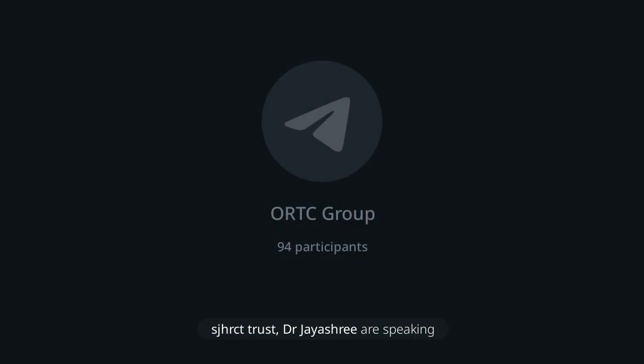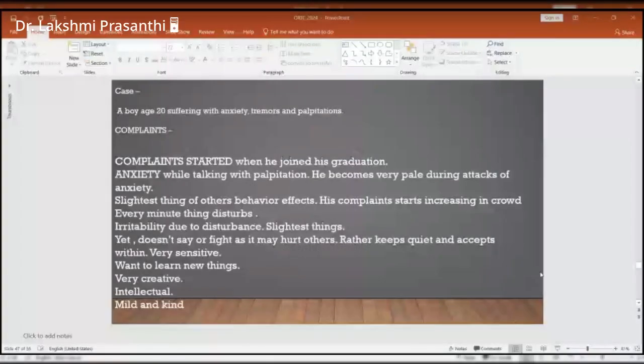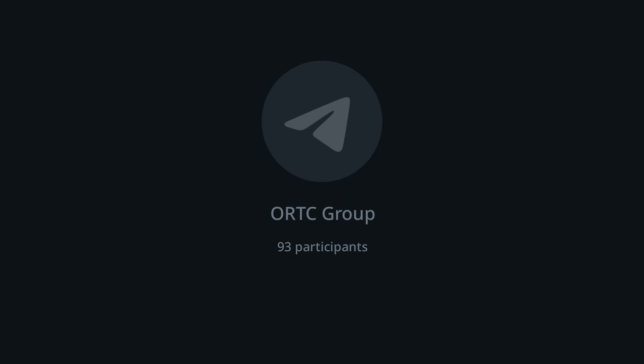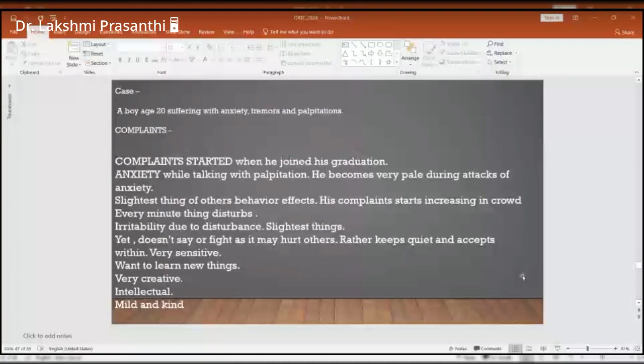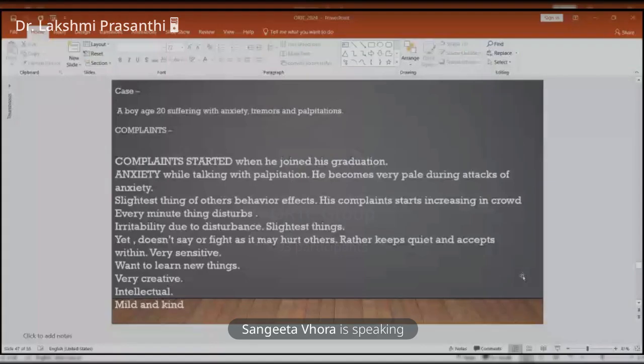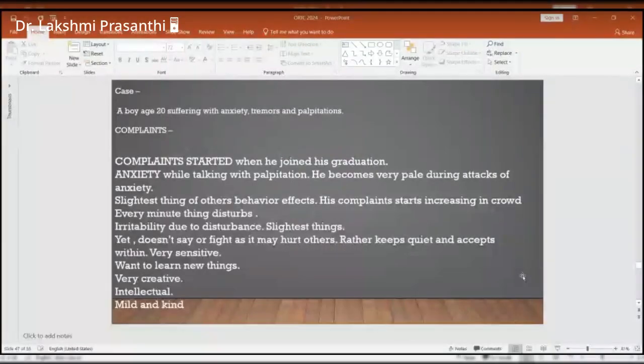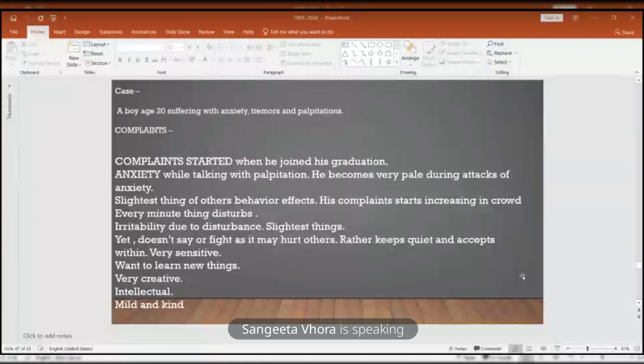Plant kingdom, Ignatia. Plant kingdom, Ignatia. Okay, very nice. Anyone else? Ranunculus, Staphysagria. Great. Okay. Staphysagria. Okay. Nice. Anyone else? Gelsemium. Aconite. Okay. Okay. Staphysagria.